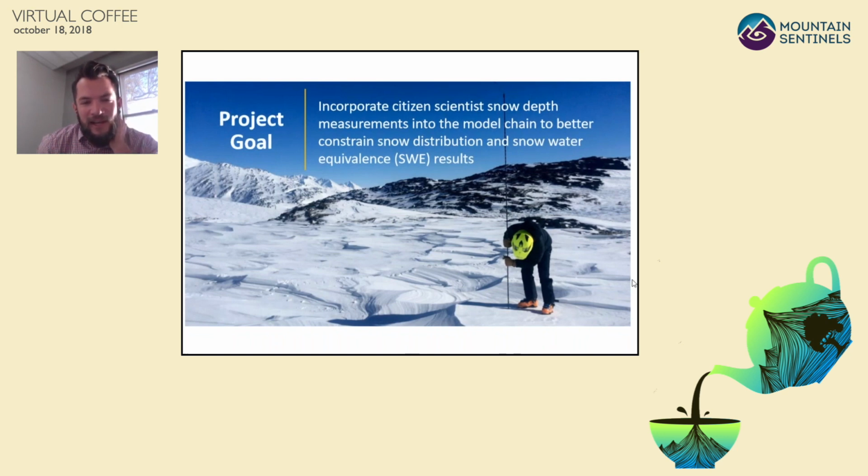So what I'm trying to do is ask the question, can I incorporate citizen scientist-based snow depth measurements from the backcountry into the model chain? So I use this process-based, physically based model to simulate snowpack, and we want to constrain our snow distributions and the snow water equivalence outputs from the model using these citizen science observations of snow depth. You can advance it now.